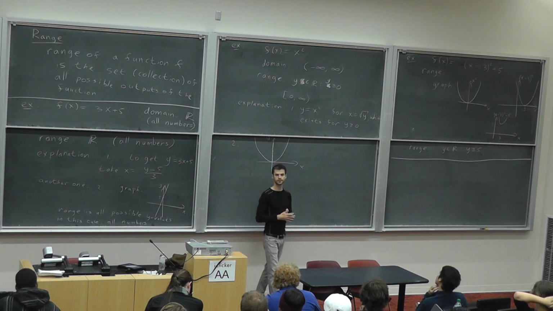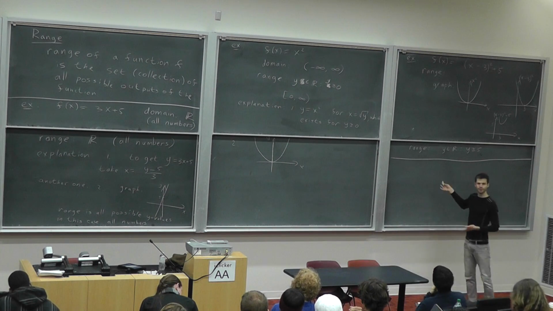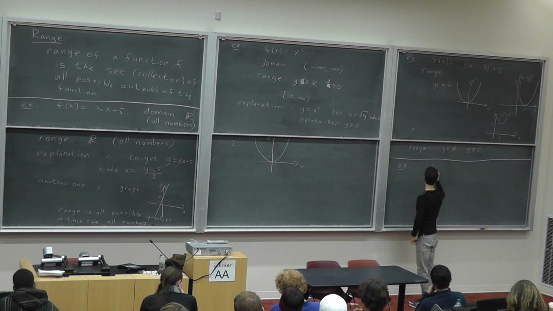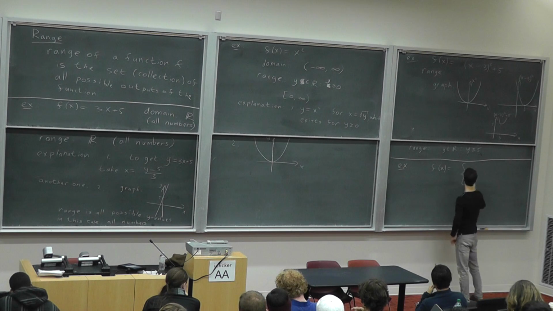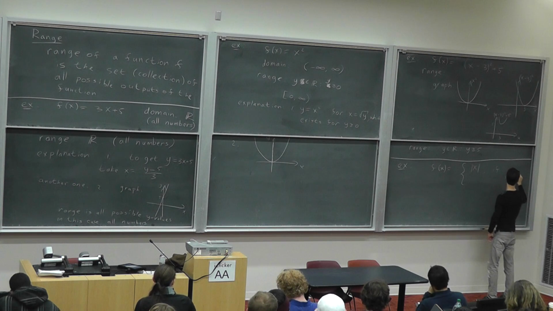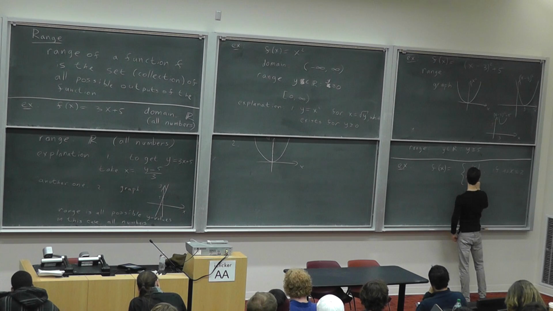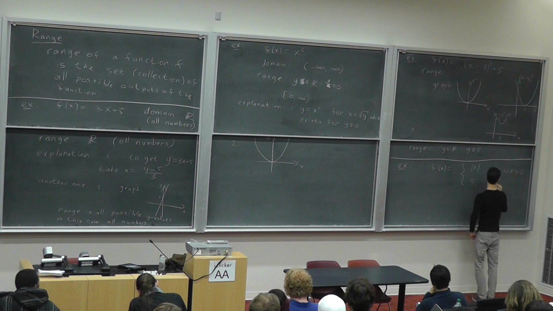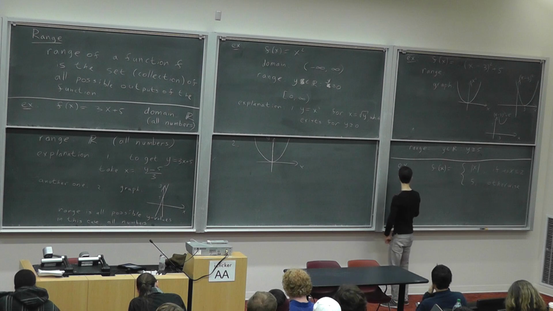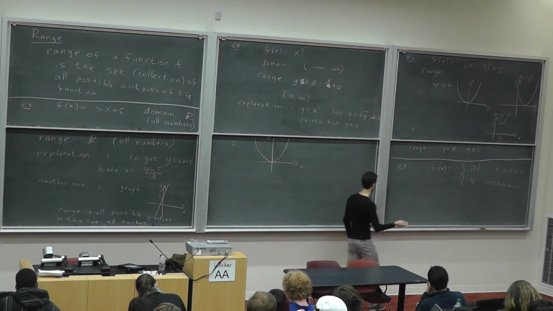Other questions? Alright, so let me give you a function which is even more interesting. So let's have a function like this. f of x is the absolute value of x if x is between minus 1 and 2, and let's say 5 otherwise. Let's talk about both the domain and the range of this function.